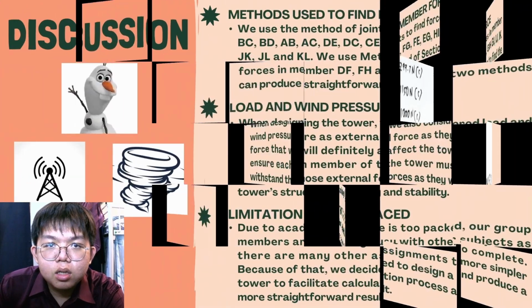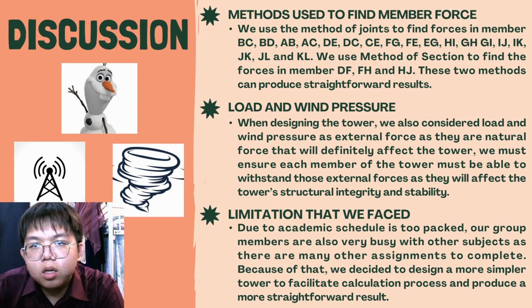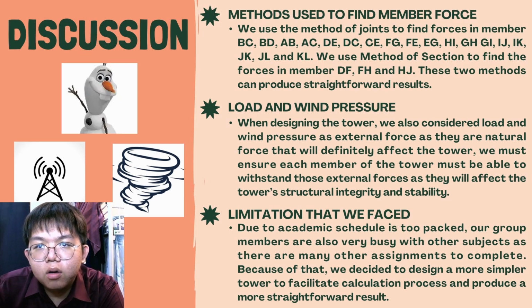Thank you. Now I will explain the discussion part. For the design of the communication tower, we have used a truss design, and we use the method of joints to find the forces in members BC, BD, AB, AC, DE, and at other joints. To find the forces in members DF, FH, and HJ, we use the method of sections. These two methods can produce straightforward results.